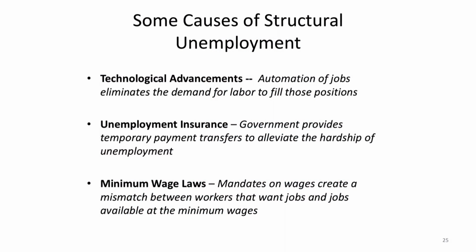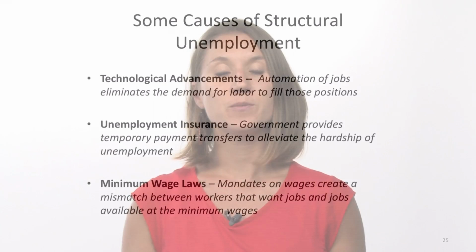Secondly, unemployment insurance. When the government provides temporary payment transfers to alleviate the hardships of unemployment, it creates an incentive for people to take a little bit longer to find that next best job. So for example, a country that has unemployment insurance of 6 months versus a country that has unemployment insurance of 2 years, the one with 6 months unemployment insurance is going to probably have lower unemployment rates rather than the one with unemployment insurance of 2 years.